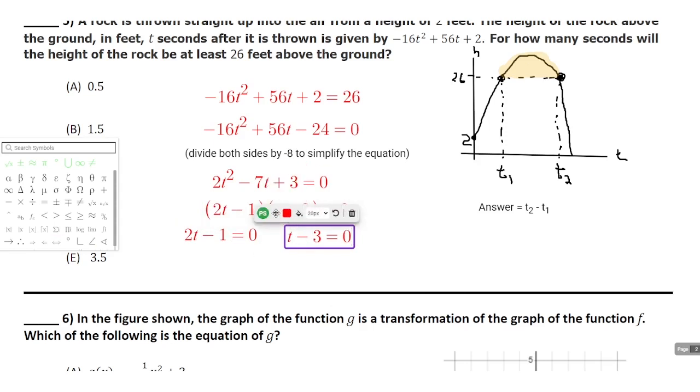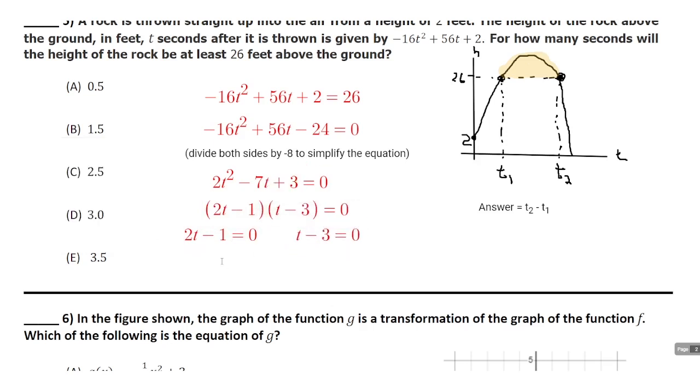So the first time is going to be when 2t minus 1 equals 0. If I add 1 and divide by 2, I'm going to get 1/2. And I'll write it as 0.5 because we're going to have to subtract these eventually anyway. On this one, if I add 3 to both sides, I get t equals 3. So these are going to be our 2 times here. And I'll just call them time 1 and time 2. I'm just assigning those numbers so you can keep track of when that happened.